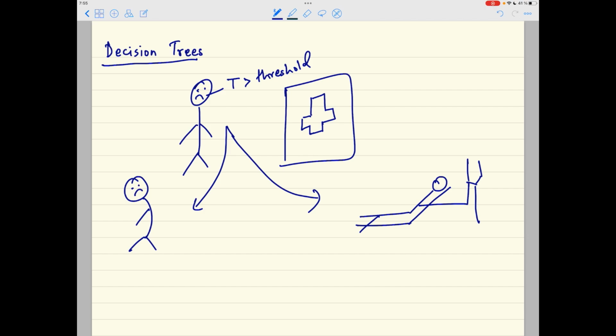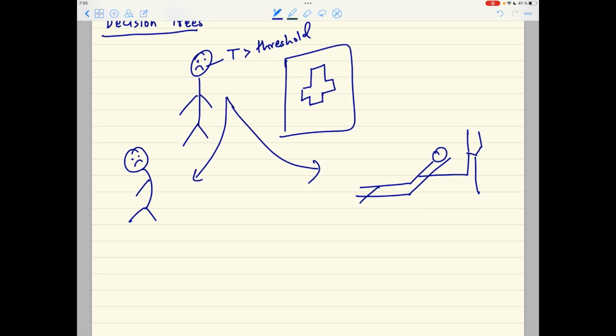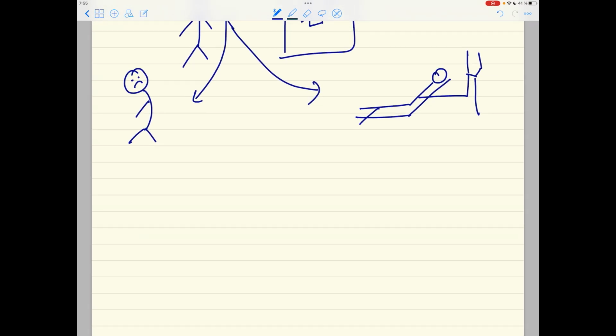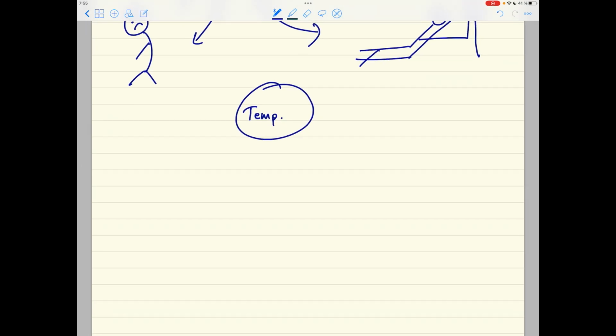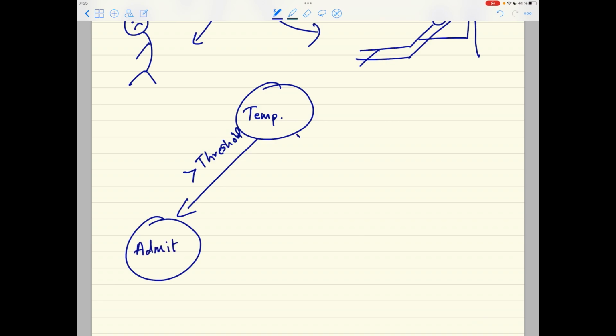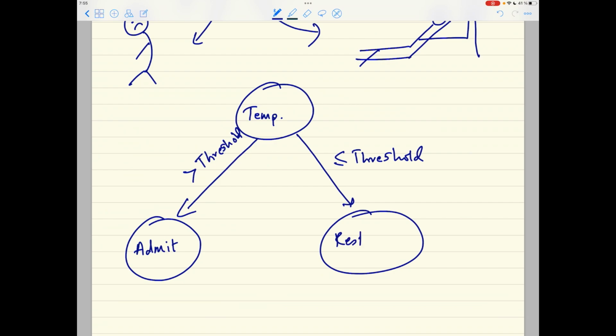Now this whole process is a decision tree, right? So you had a certain temperature. Let's represent it here. If this temperature was greater than a threshold, the doctor said yes, you should be admitted into the hospital. If it was lower than or equal to the threshold which the doctor decides, then you just rest at home.